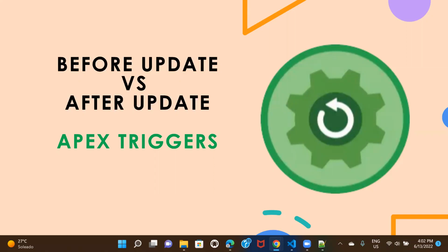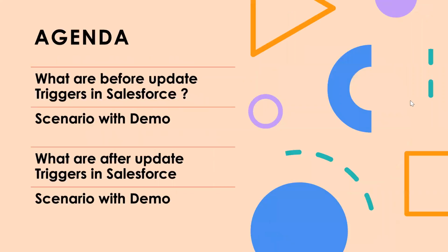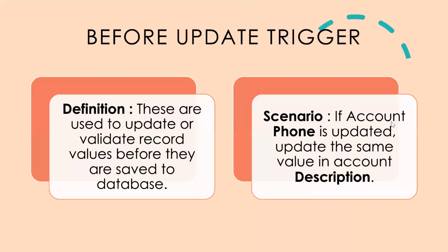Before we get started, let's have a look at the agenda for this session. First we'll discuss what before update triggers are in Salesforce, then we'll discuss a use case and go ahead and implement that use case. Then, moving on, we'll also discuss after update triggers in Salesforce, and again talk about a use case and implement it. So let's just get started.